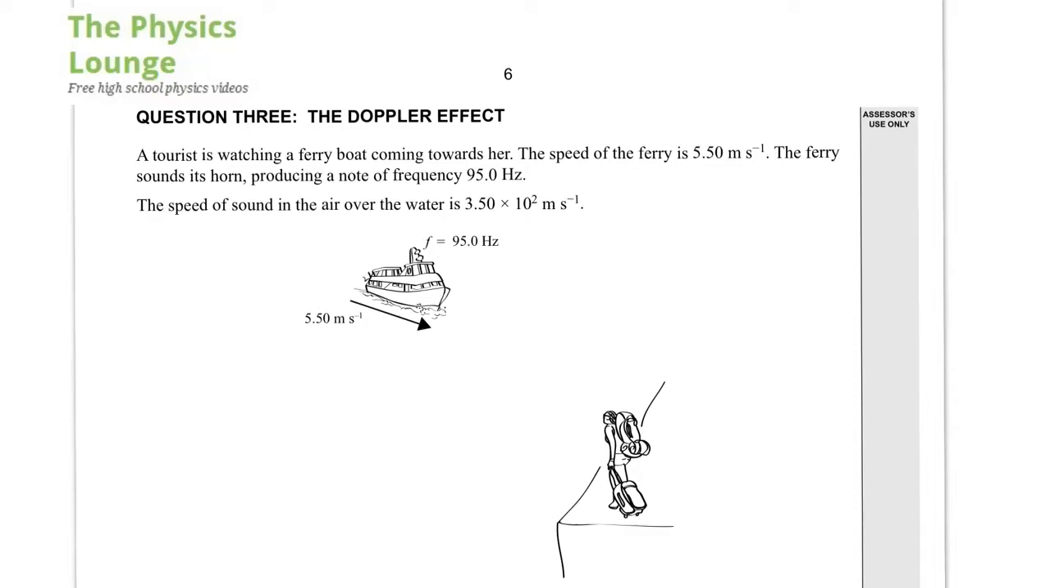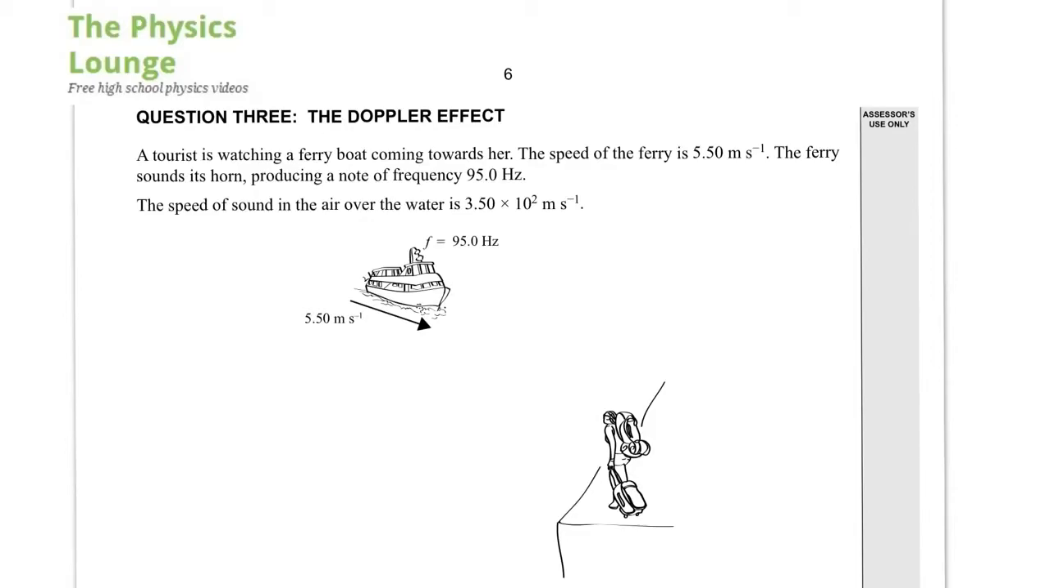Okay, question 3 from the 2014 Level 3 Waves paper. This is on the Doppler Effect. This is a pretty cool question. The tourist is watching a ferry boat come towards her. The speed of the ferry is 5.50 metres per second. Again, they're sticking with those three significant figures.